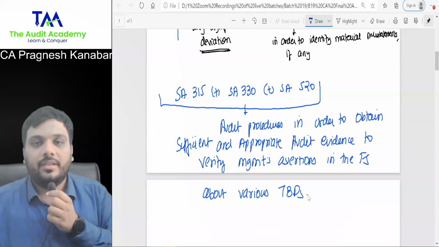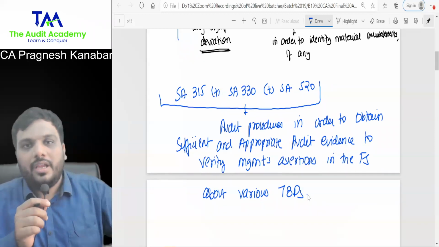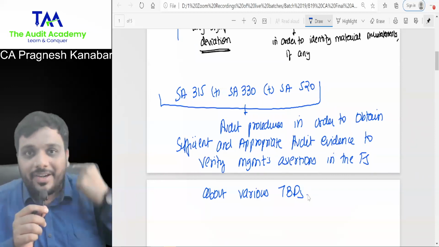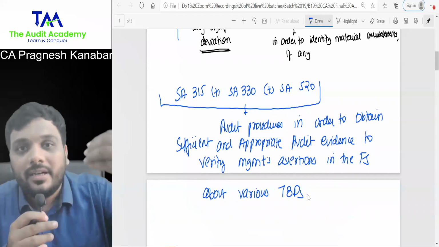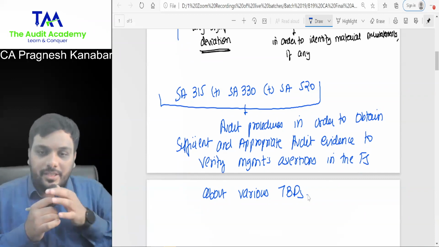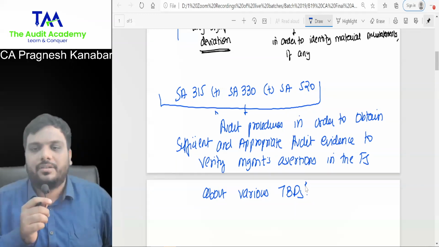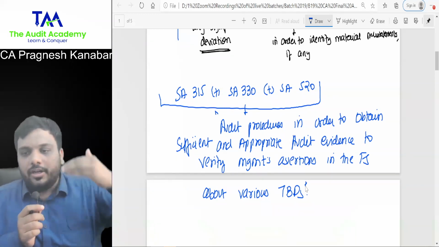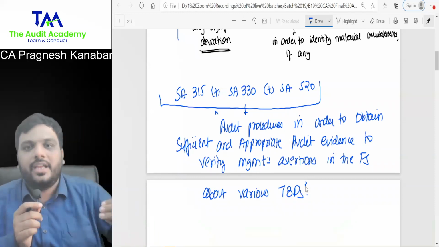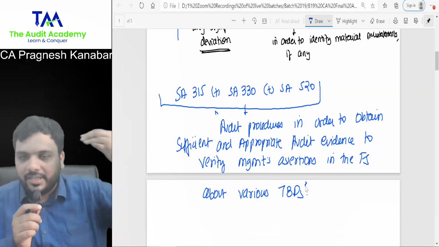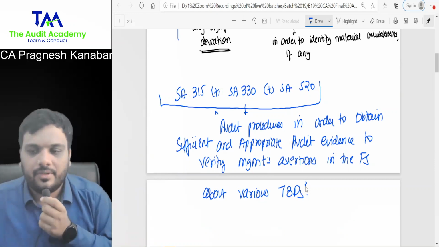Yes, Muskan. So tell me, everyone, do you really connect with this particular line? Audit procedures in order to obtain sufficient and appropriate audit evidence to verify management's assertions in the financial statements about various transactions, balances, and disclosures. This one line is my last 60 to 70 to 80 minutes of discussion. Tell me now, do you understand every inch of this line? Yes or no, sir? Yes, sir. Okay.